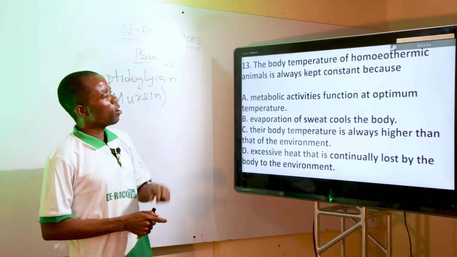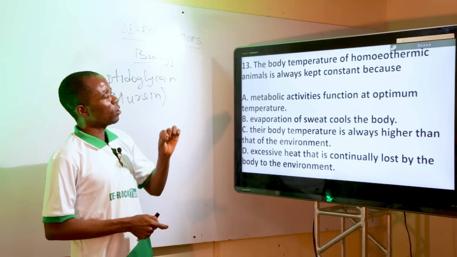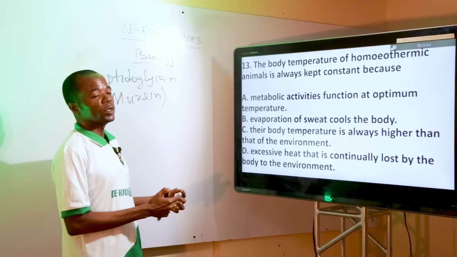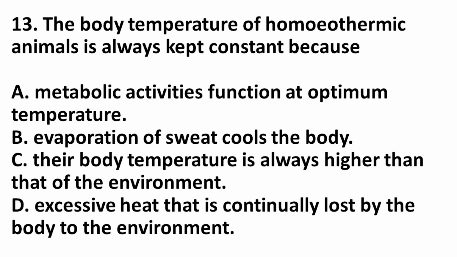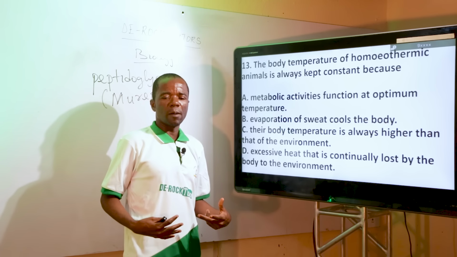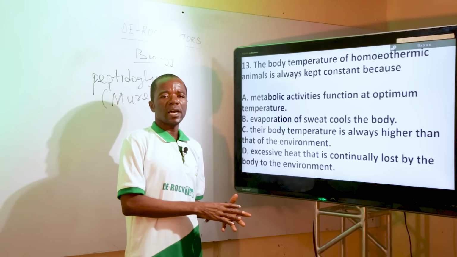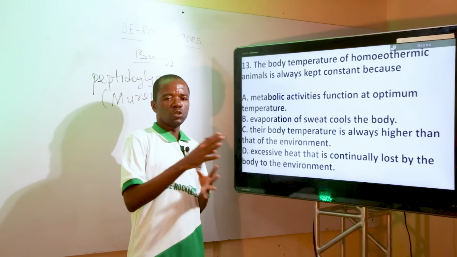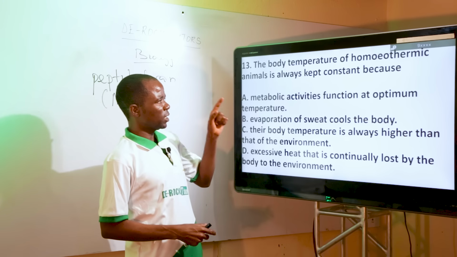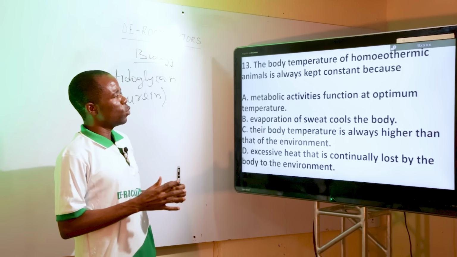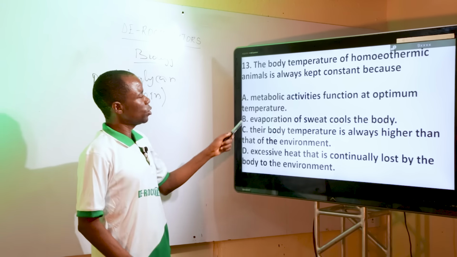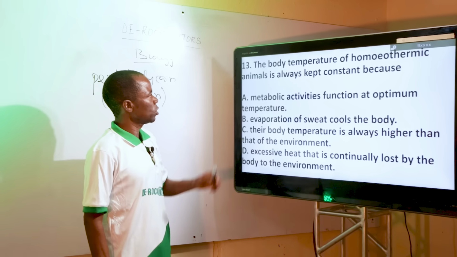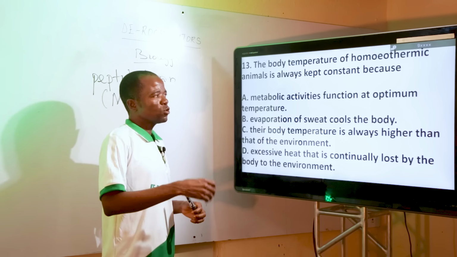The body temperature of homeothermic animals is always kept constant because A, metabolic activities function at optimum temperature. That's the correct answer, because a lot of metabolic activities in our body are catalyzed by enzymes. And we know one of the characteristics of enzymes is that they function at optimum temperature. If the temperature is too high, they become denatured. Because of that, the body temperature of homeothermic animals is always kept constant so that metabolic activities can occur at optimum temperature. So the correct answer for number 13 is A. Let's look at number 14.